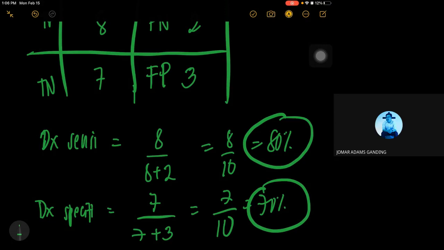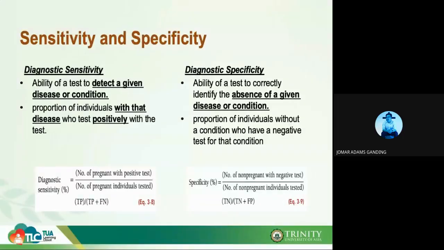Again, let me resume. So for the sake of our discussion, this is how it looks like. Moving forward, so that is the diagnostic sensitivity and diagnostic specificity. Again, please refer to the video that we discussed.